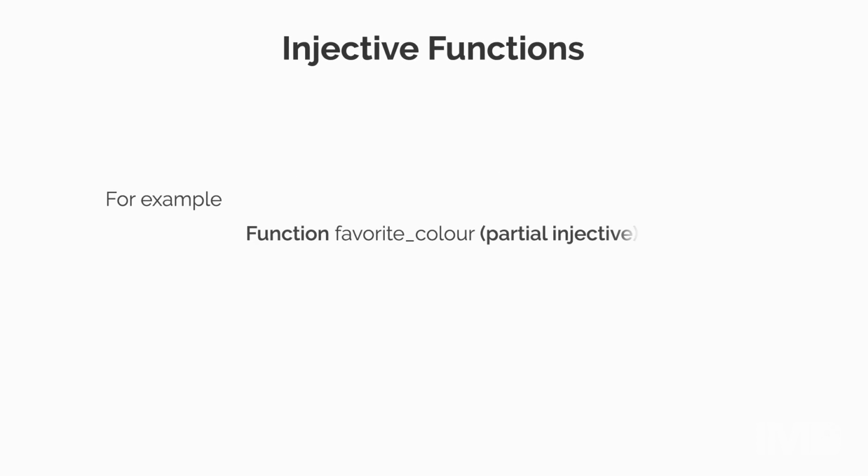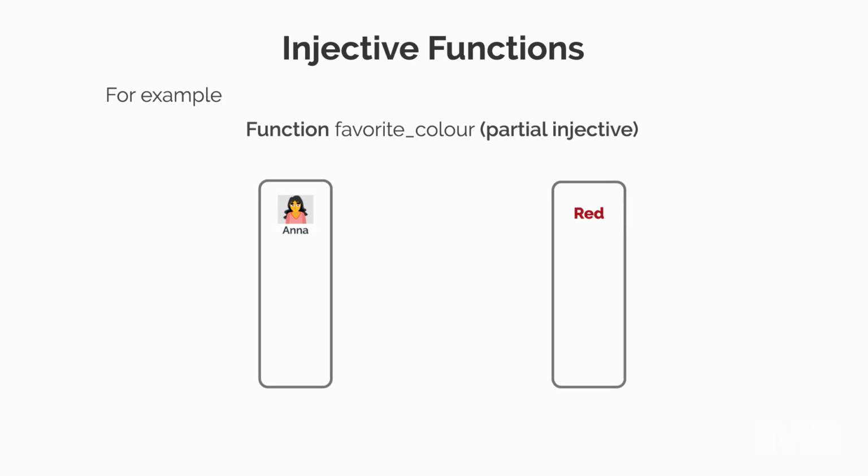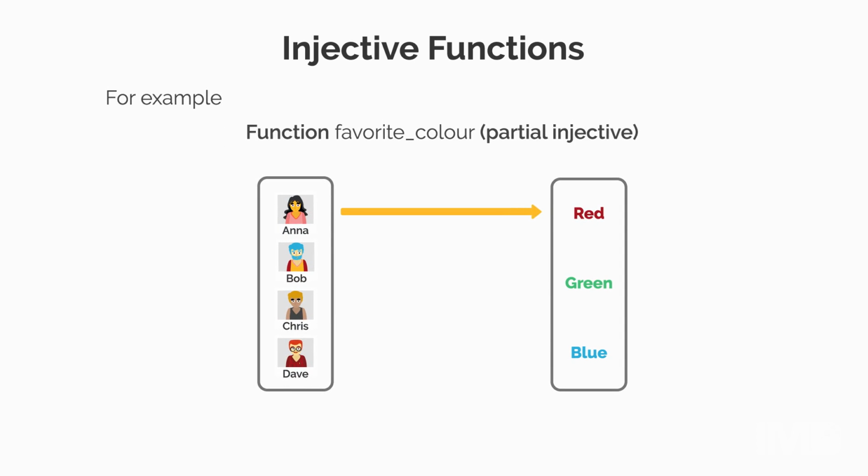For example, our favorite color function would be a partial injective function if we had Anna mapped to red and Bob mapped to green. Notice that red and green are related to only one element, Anna and Bob respectively. And notice also that Chris and Dave that are in the source set are not mapped to any element.